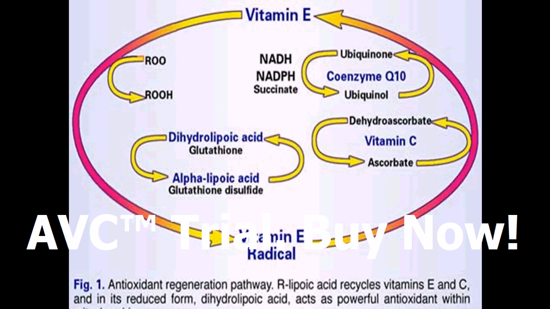First, vitamin E gets converted into vitamin E radical. This vitamin E radical again gets converted into vitamin E, the healthy vitamin, by the ascorbate. Ascorbate gets converted into dehydroascorbate. This dehydroascorbate is again converted into vitamin C by the action of dihydrolipoic acid. This dihydrolipoic acid donates the hydrogens and electrons to the dehydroascorbate, leading to the formation of healthy vitamin C.